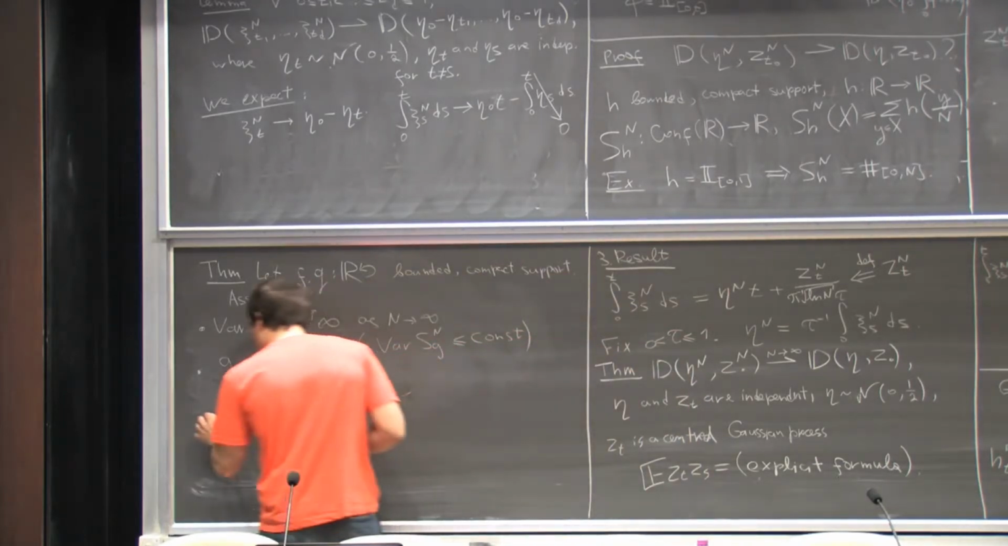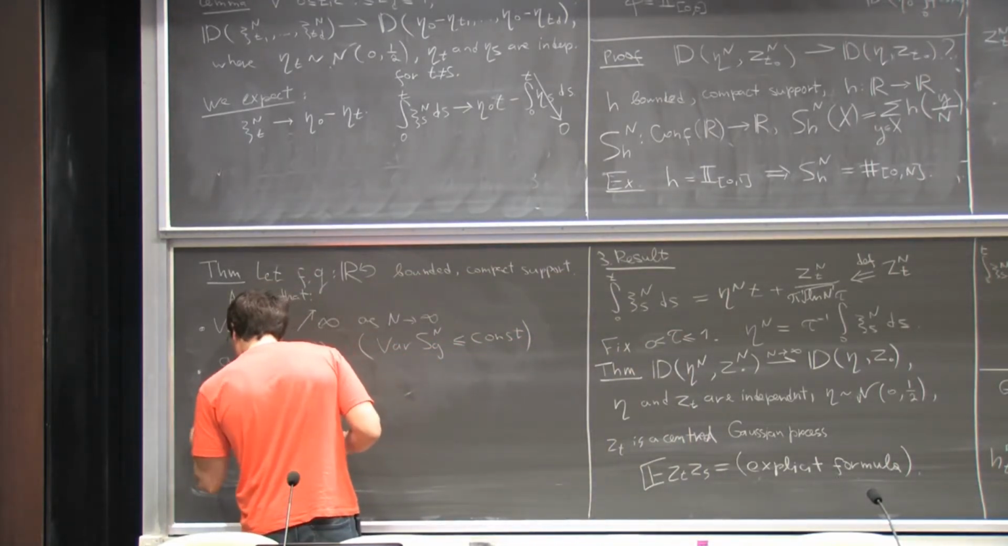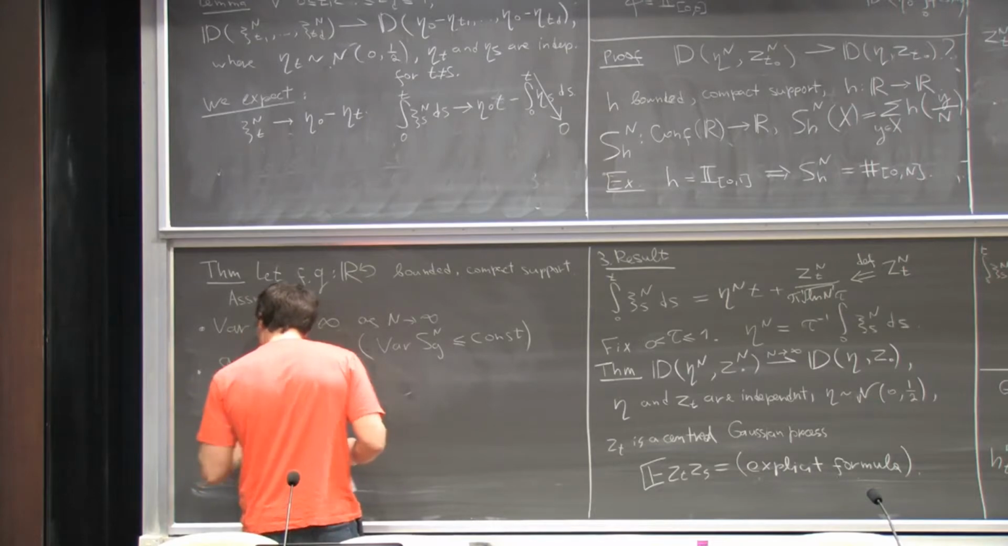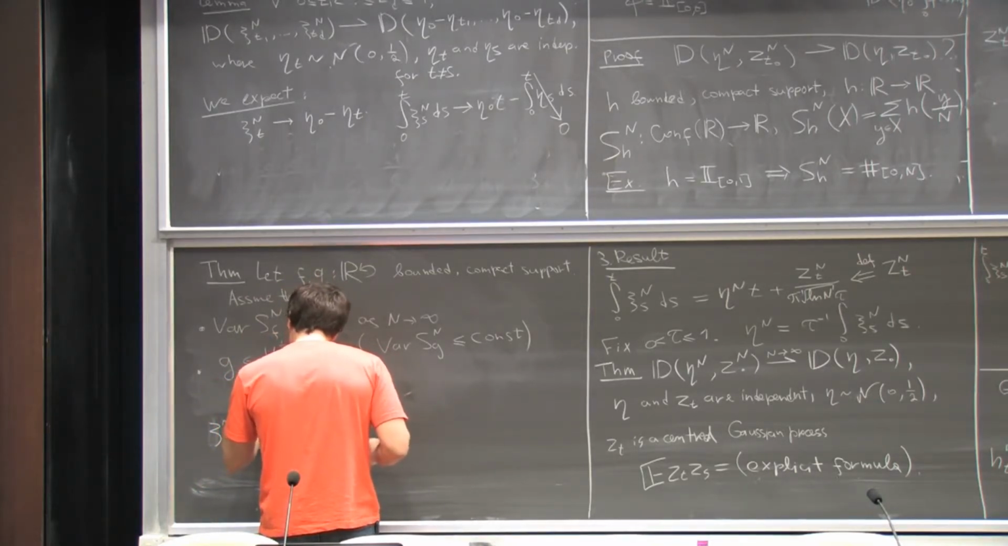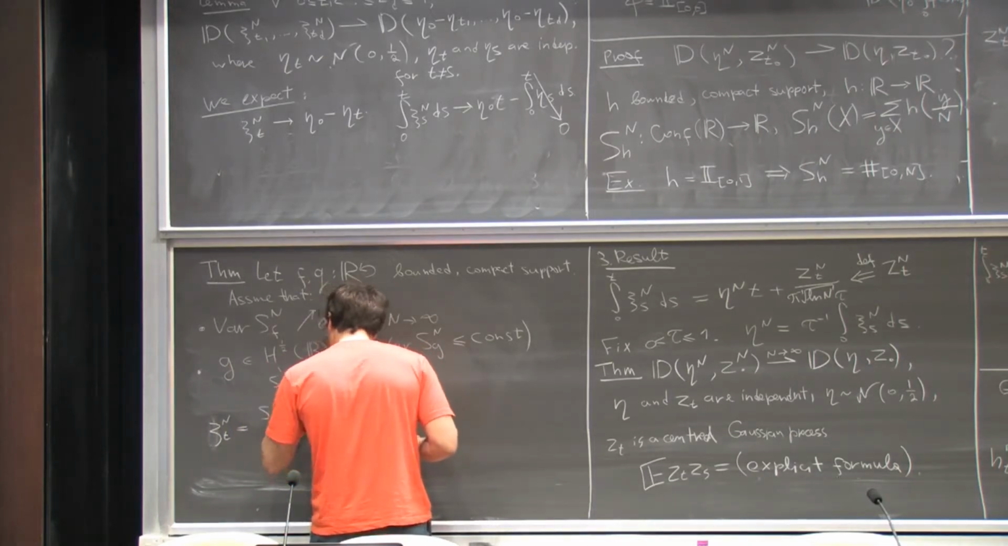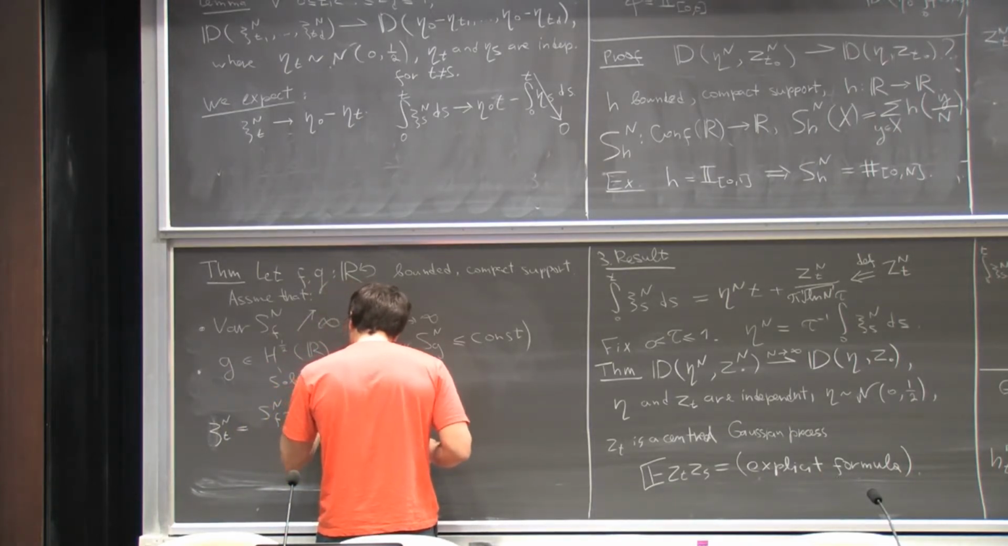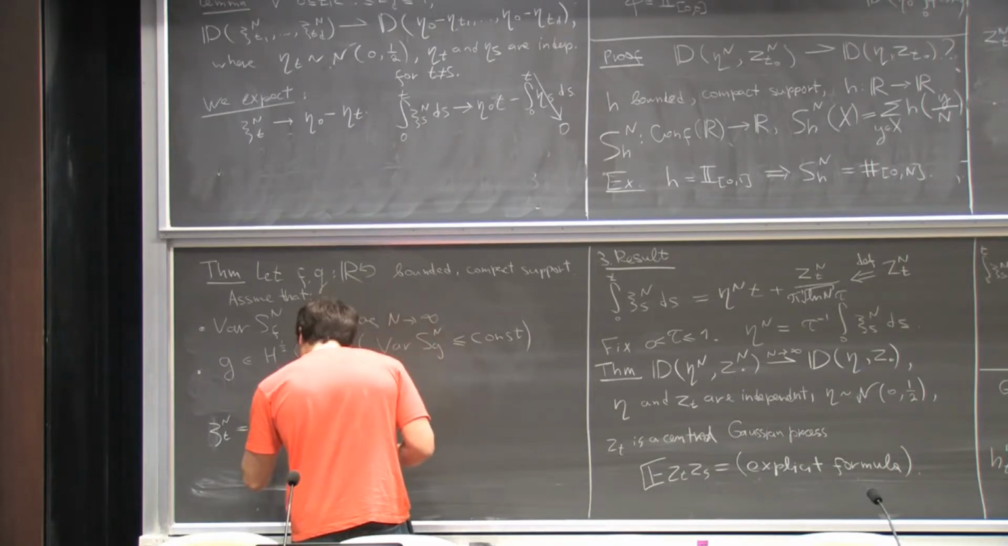Then we consider the random variables zeta_t^n, which are just the standard random variables for the linear statistics corresponding to the function f, which you look at when you want to prove the central limit theorem.